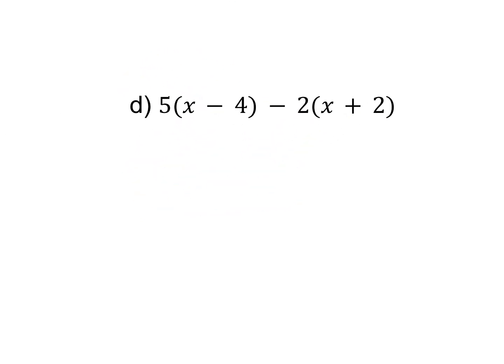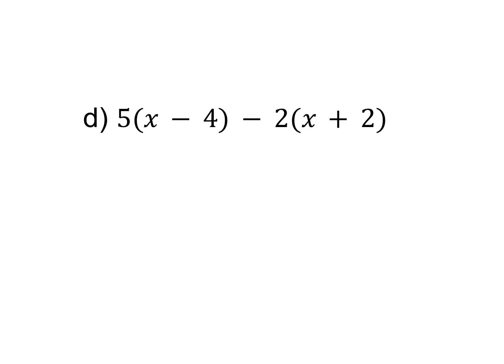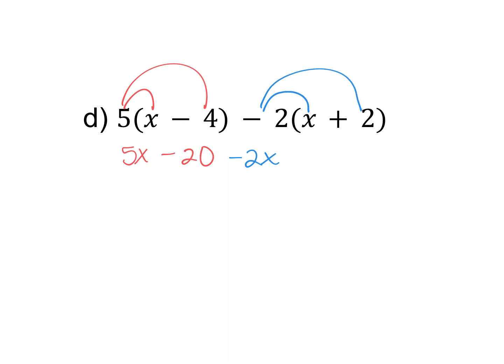All right, last one. Ooh, this one's getting crazy. You have 2 things to distribute. That's fine. So let's do the first one. 5 times x would give you 5x. And 5 times negative 4 will give you negative 20. All right, now on the other set of parentheses, it looks like we're distributing in a -2. So -2 times x is -2x, and -2 times 2 is -4.